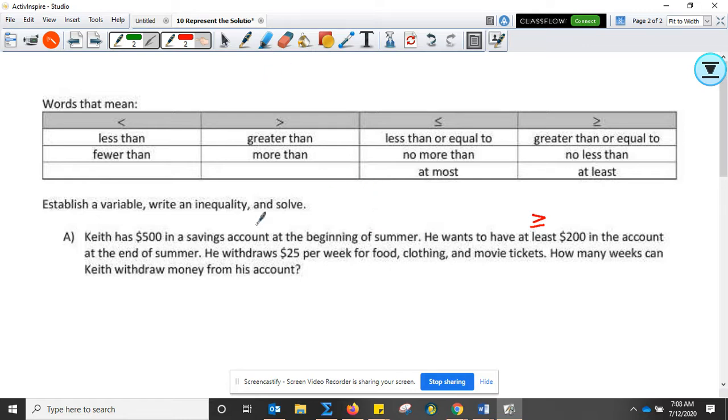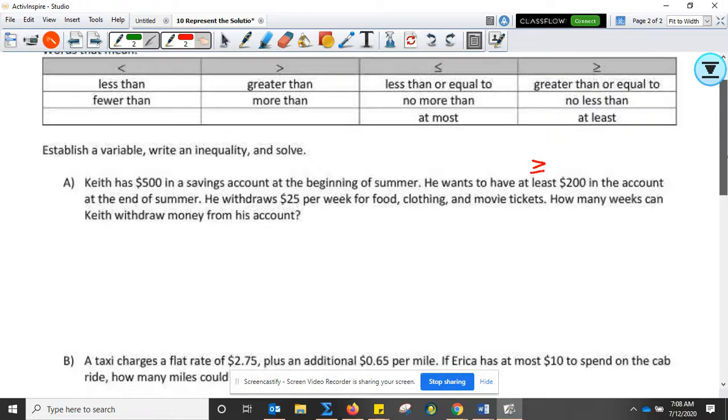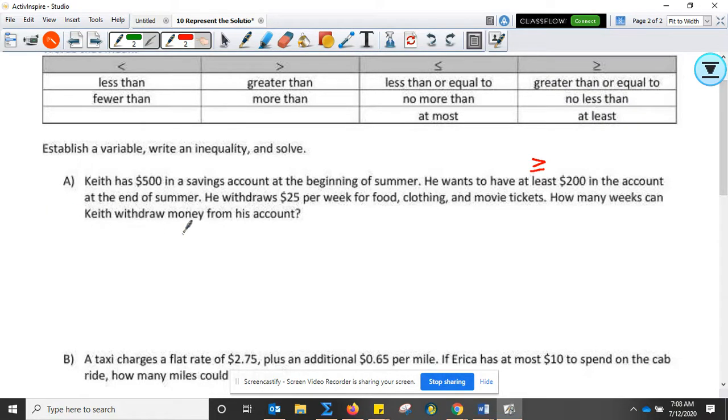So we have $500, and for each week, we're taking out $25, but we don't know how many weeks there are. So let's see how many weeks we can do it. 500 minus 25x is greater than or equal to 200. Okay, so now we need to solve for that x.